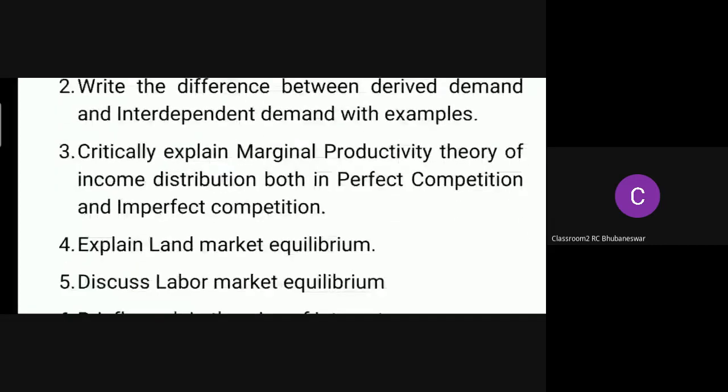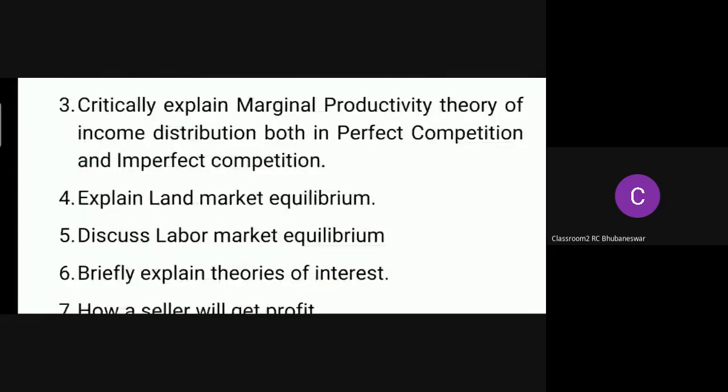Then a separate question may arise: explain what is land market equilibrium. In land market equilibrium, you know that supply of land is fixed, or it is vertical to the y-axis. Here what happens? Increasing demand leads to increasing rent, but the supply of land is fixed. That is land market equilibrium. You have to write first what is land, and landowner gets rent.